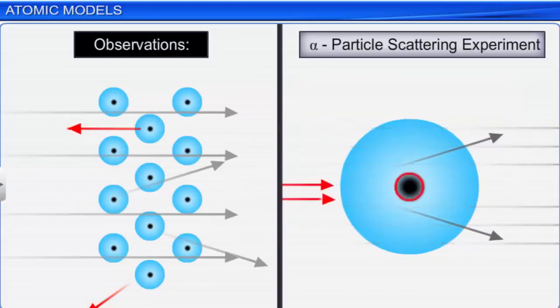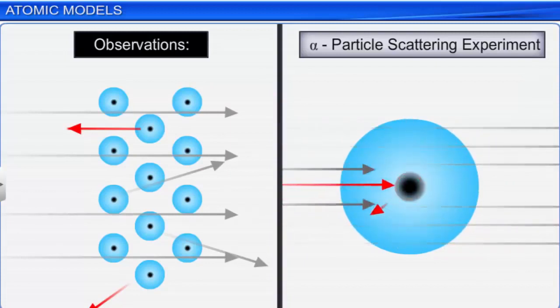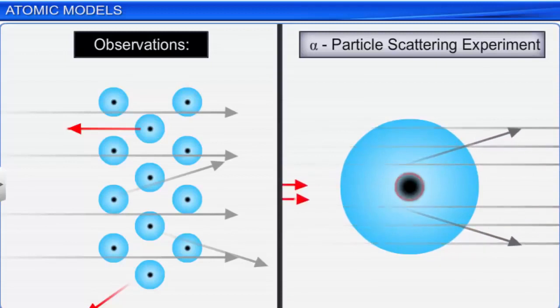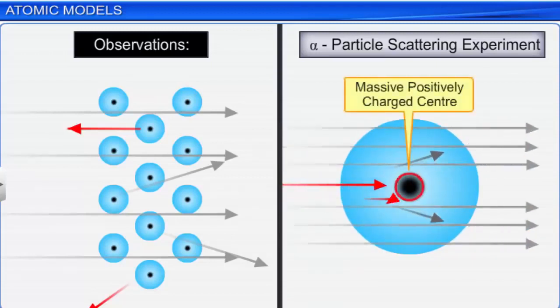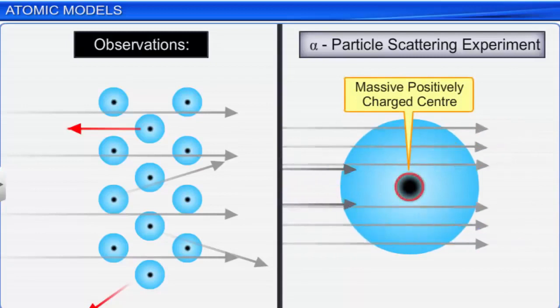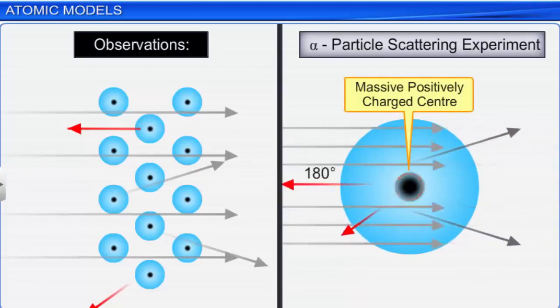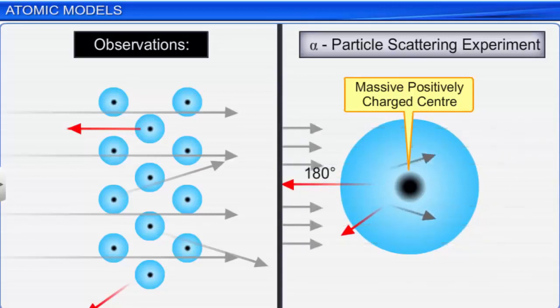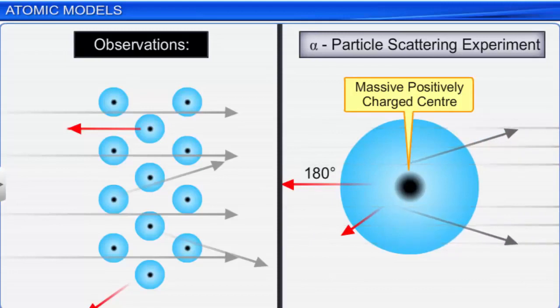As the alpha particles approach much nearer to the massive positively charged center, they get deflected by larger angles, and as they directly hit the massive positively charged center, they get deflected nearly by 180 degrees. It is due to the increase in enormous repulsive forces from the massive positively charged center.